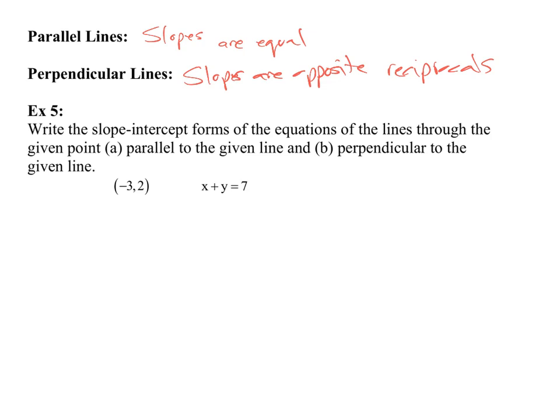All right, so they give us this equation here. I'm going to isolate y. y is equal to negative x plus 7. Okay, so I have this line here, and I need to construct another equation that's parallel to this line that passes through this point. And for part B, it has to be perpendicular to this line that passes through this point.